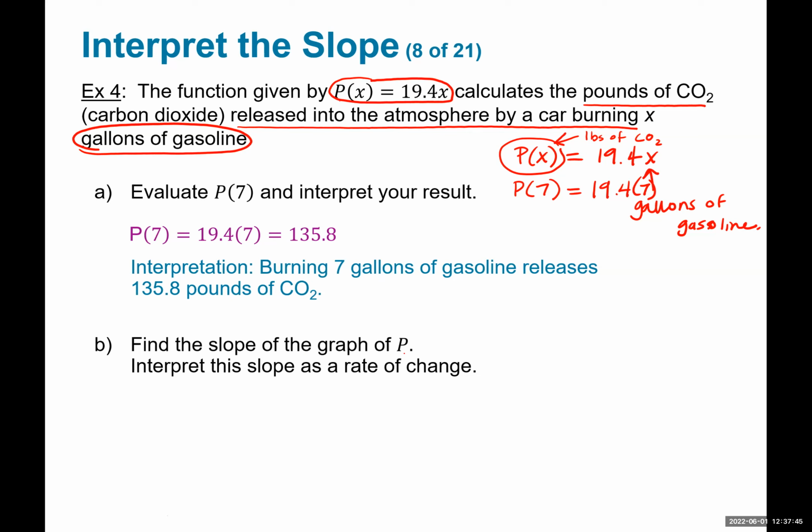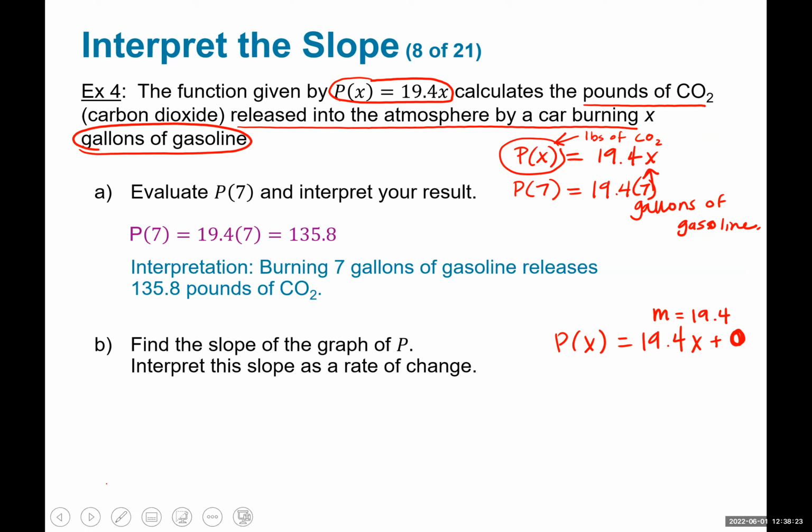Find the slope of the graph of P. So let's look for the slope. Well, all you gotta do is look at the equation. Who is X married to? Ain't no side chick in this situation. So that just means basically, if you didn't drive anywhere, you didn't produce any carbon dioxide. Carbon dioxide only becomes producing when you start burning gas. So that makes sense for us to have a B of 0. But the M, how we move our slope, is 19.4.